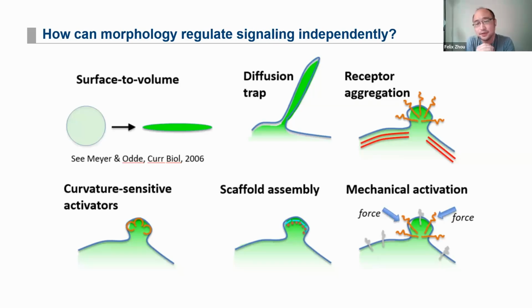And then, of course, the membrane itself forms a sort of receptor scaffold. It can aggregate these receptor molecules, and it has curvature-sensitive activators. We'll talk about them later. And then it is itself a physical barrier where other molecules could scaffold and stick onto it, and then act as a catalyst for chemical reactions. And of course, everyone knows a lot about mechanical activation. These are force sensors that sit in the membrane.